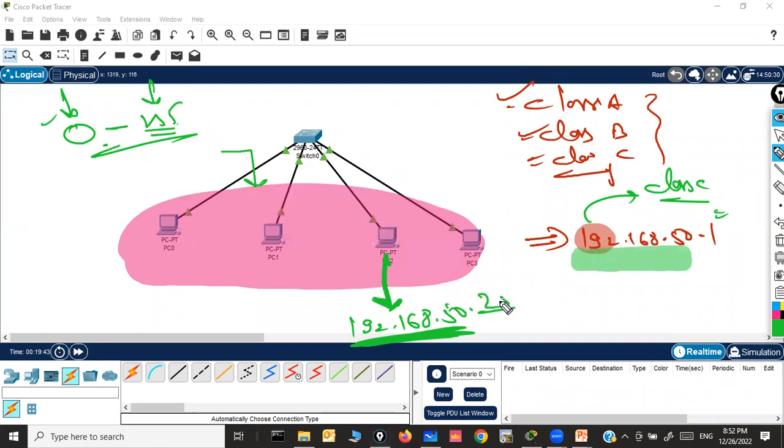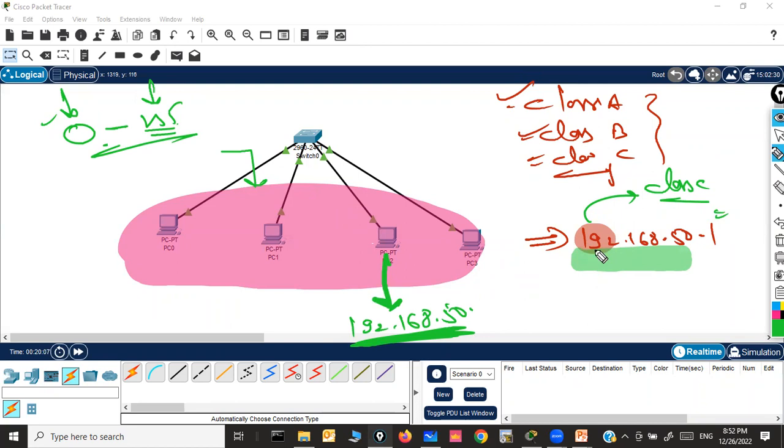Even if I try to take 256, no way, it's beyond the range. The maximum value can be 255, and 255 is the last address, so it cannot be used. And if I take the same 1 here, again, I can take that, no problem.